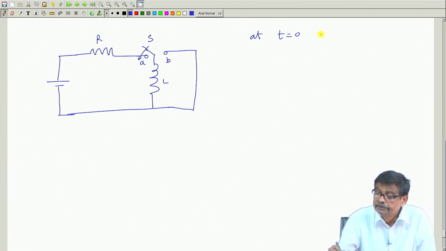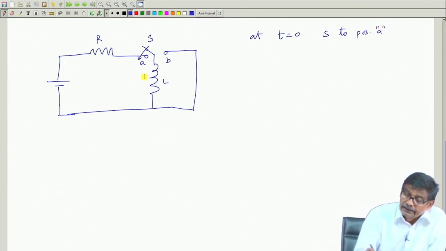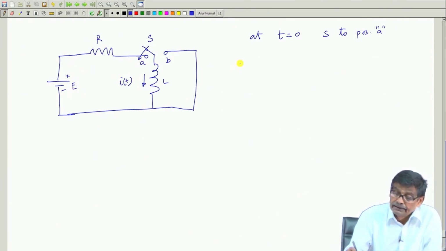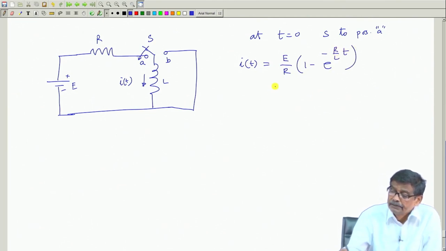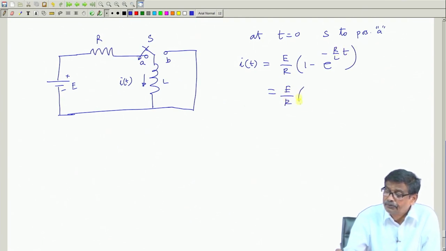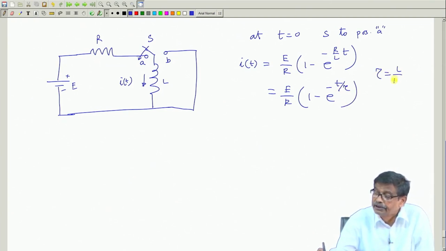S to position A. Then this is a series RL circuit, this is E, and then the current expression we know it will grow up like that. We have seen this, that is E by R into 1 minus e to the power minus t by tau, where tau is L by R, the time constant of the circuit.